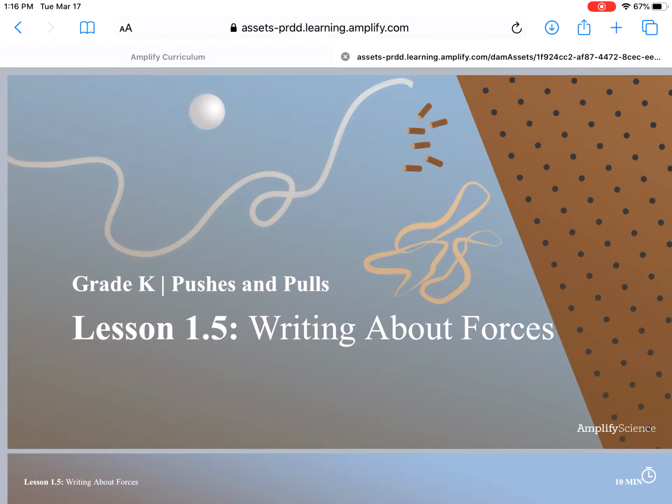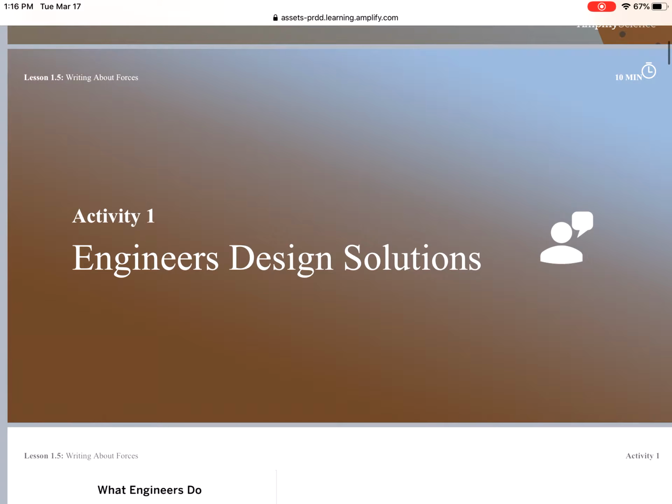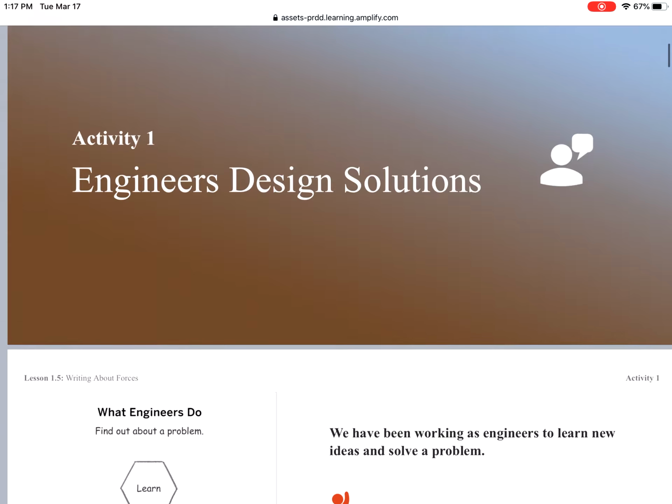Hi boys and girls, so now we're going to do science. We're starting lesson 1.1, writing about forces. We're doing activity 1, engineers design solutions.